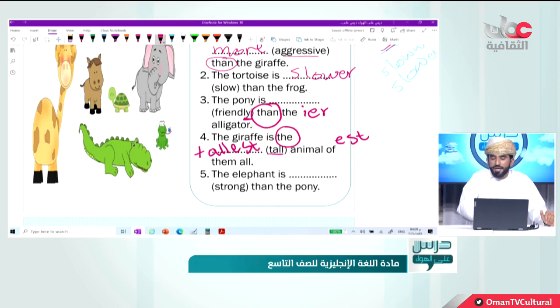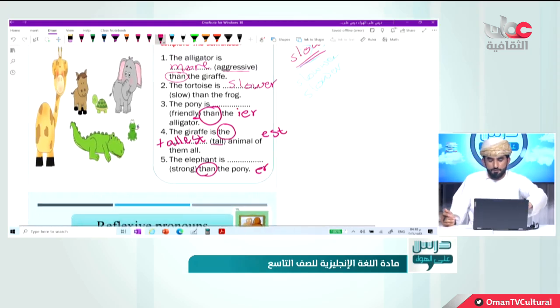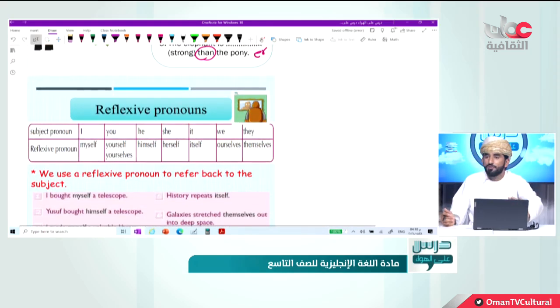And then number five, the elephant is what? Again, than. Are we talking about comparatives or superlatives? Comparatives. Thank you. Strong, is it one syllable or two or three or four? One syllable. Thank you. What should we do? We add ER. Exactly. We add what? ER. Excellent job, all of you. That's the spirit. That's what I'm talking about. Very nice, students. Stay focused.